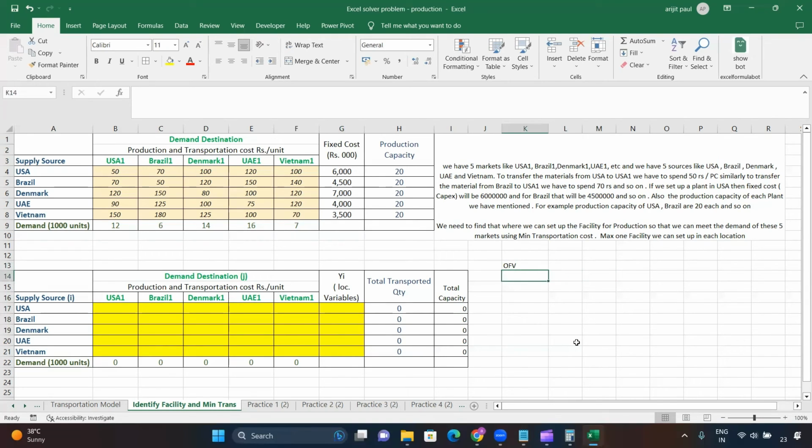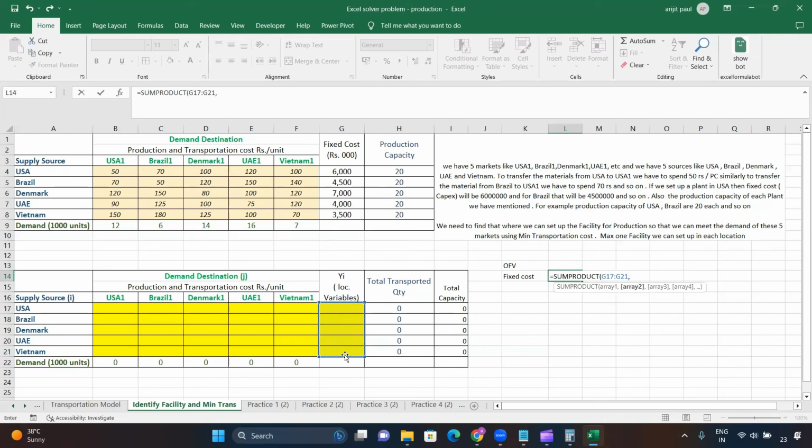So we discussed that in our mathematical model, we have two different types of costs, right? One is variable cost and one is fixed cost. So what will be our fixed cost? Fixed cost is sumproduct, comma, this one. So this is our fixed cost.